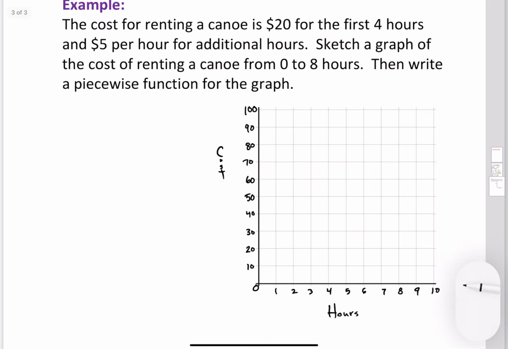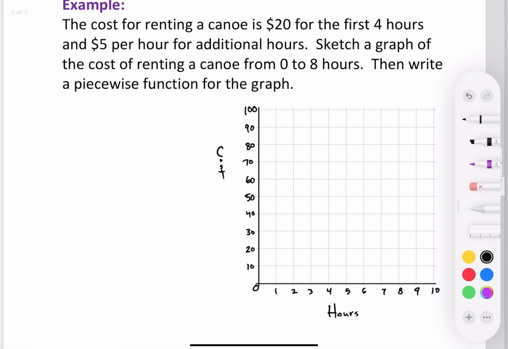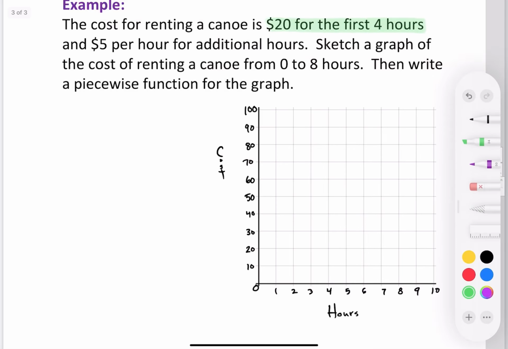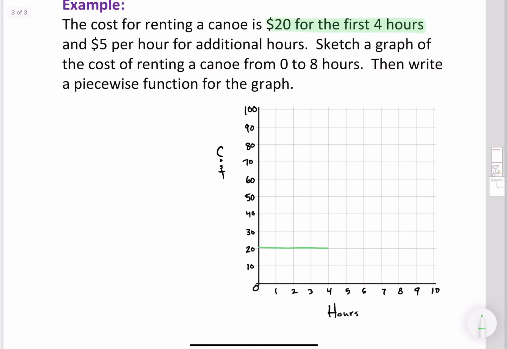Okay, so the first part, the first piece of our function is this. It says that it's going to cost $20 for the first 4 hours. So that means I'm going to go ahead and just draw a straight line for the first 4 hours at $20. So the first hour to the fourth hour is just going to be $20. So that's this piece right over here.